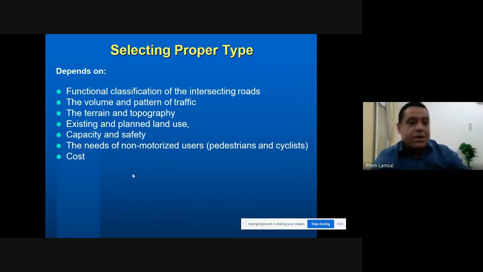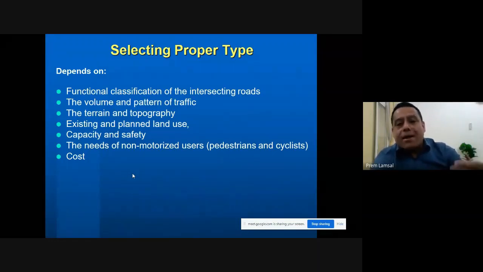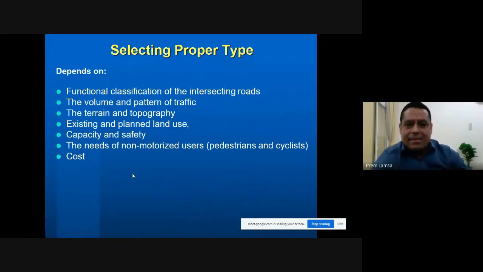For example, that could be an expressway with free flow and access control. That could be an arterial road, a collector road, a local road, or any type of road. How the different types of roads intersect each other will determine what type of intersection is suitable there. This is the very basic criterion.